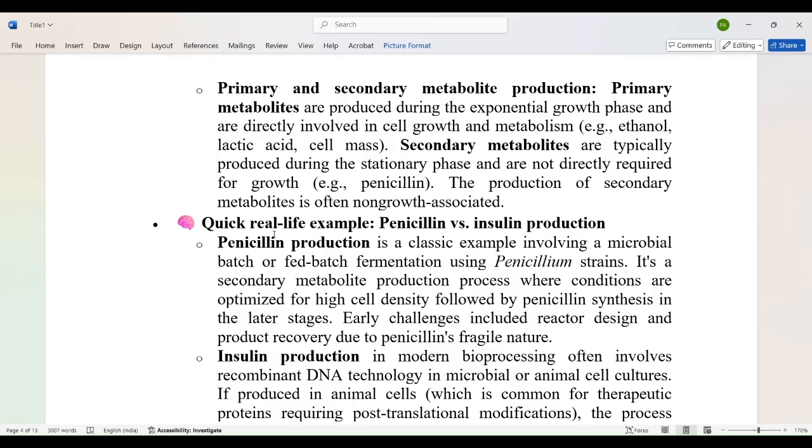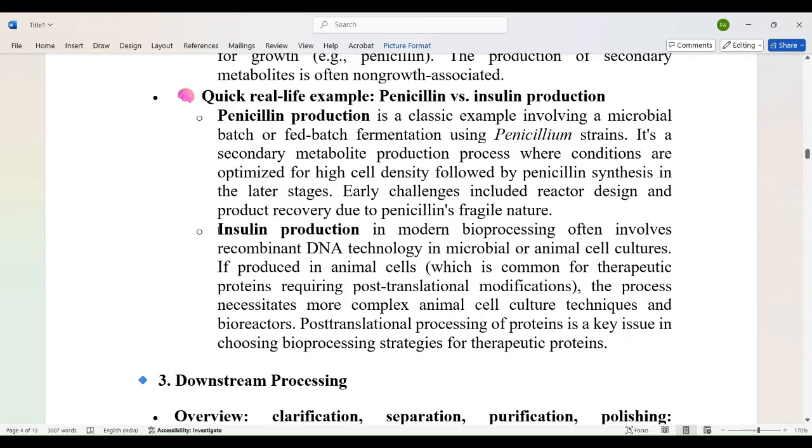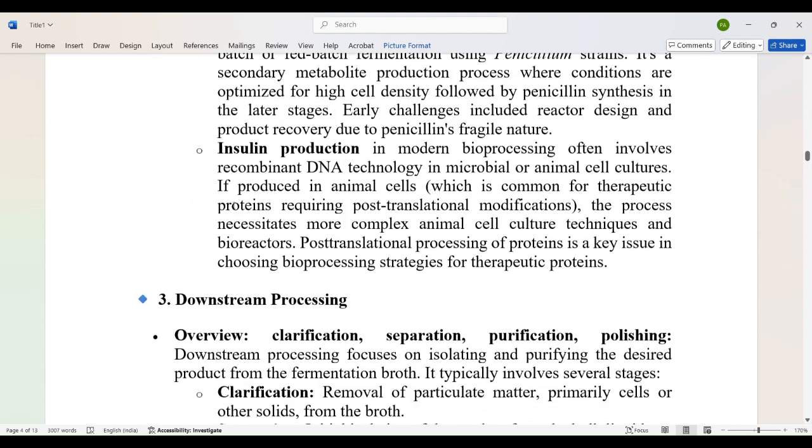Similarly, if you consider Pseudomonas aeruginosa, it produces pyocyanin, which is again a secondary metabolite. Okay, so we have taken an example, but you may refer to this if needed.